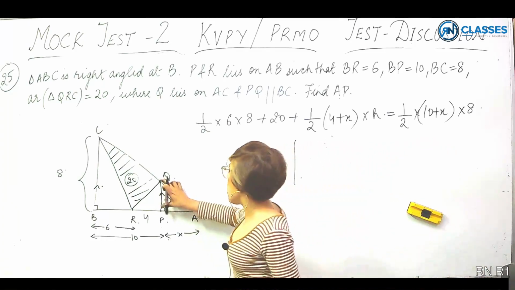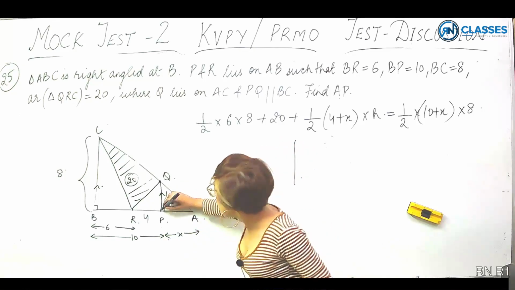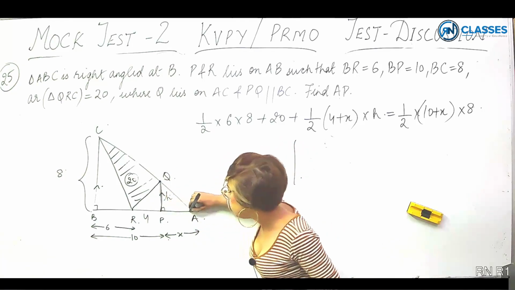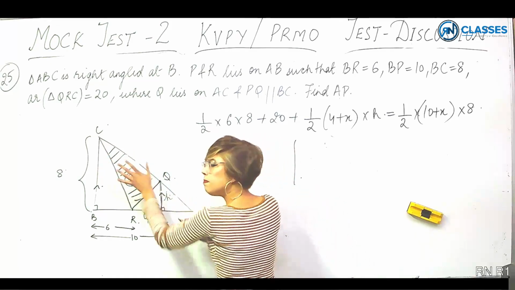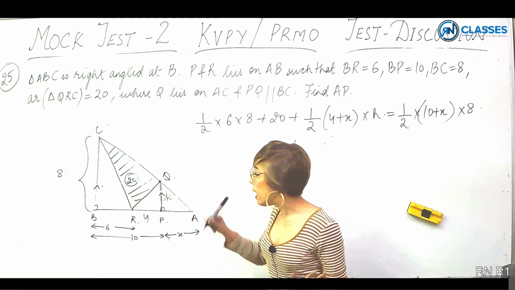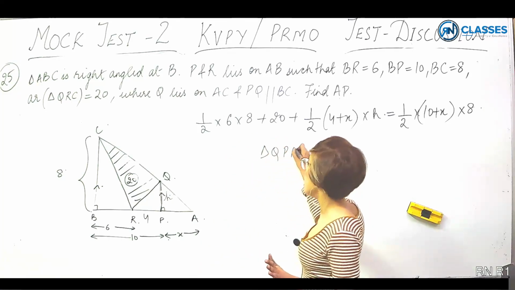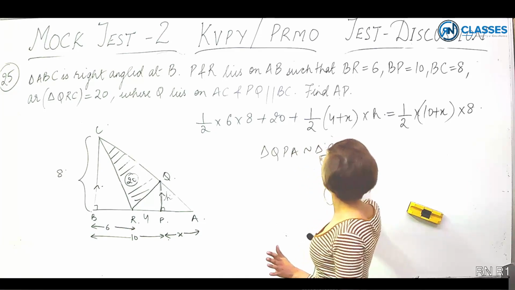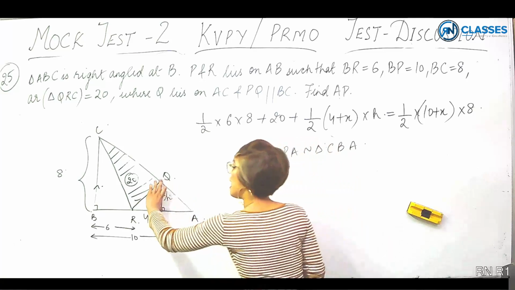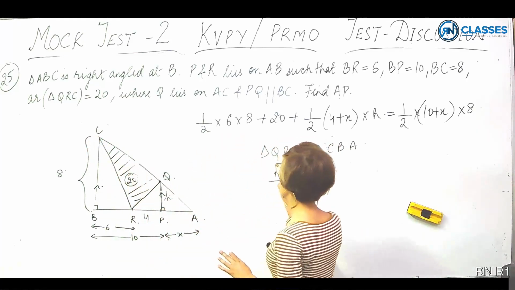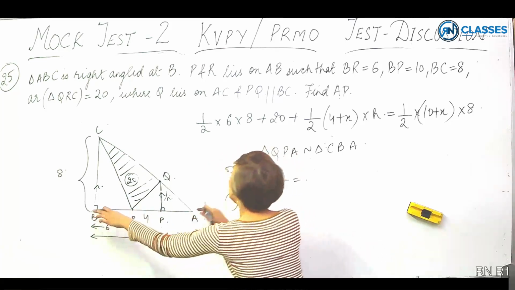Now, h and x, what else can I use? Can I see h is getting involved here, x is getting involved here, right? This tiny triangle is similar to the big one, right? We can see that. Now, when I say that the triangle QPA is similar to triangle CBA, it's a very commonsensical thing, right? So, can I say that h by 8 is equal to this by this, so x by 10 plus x.